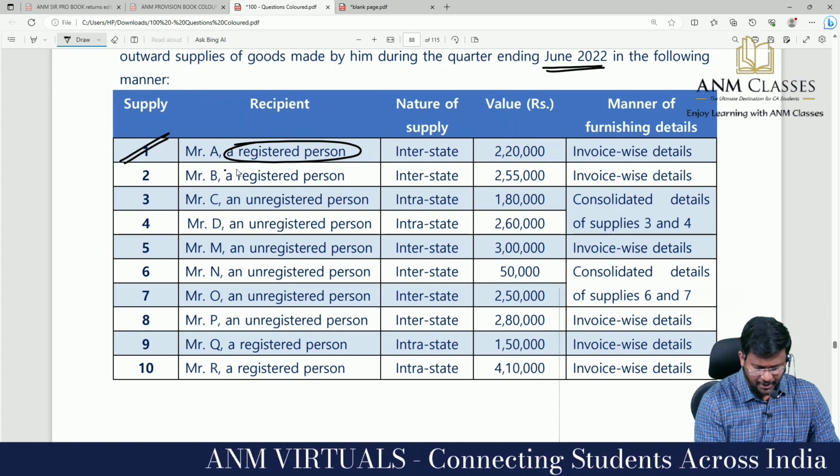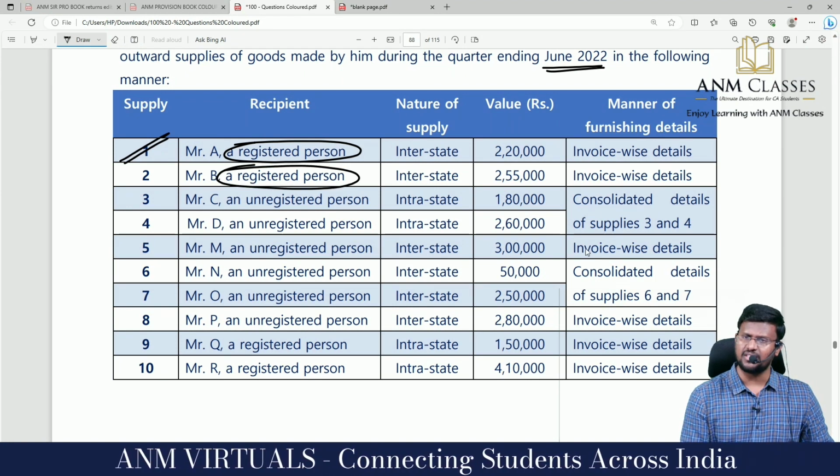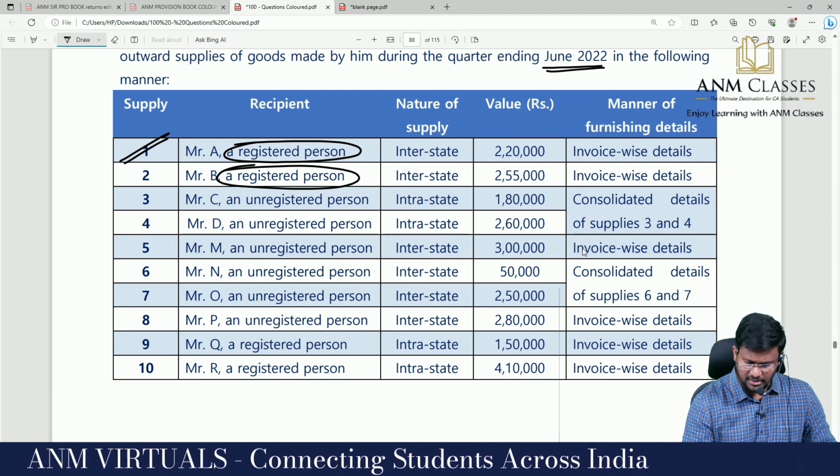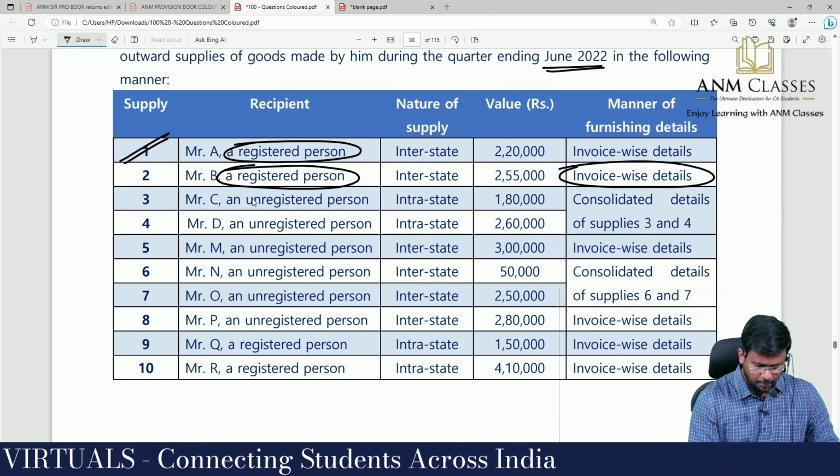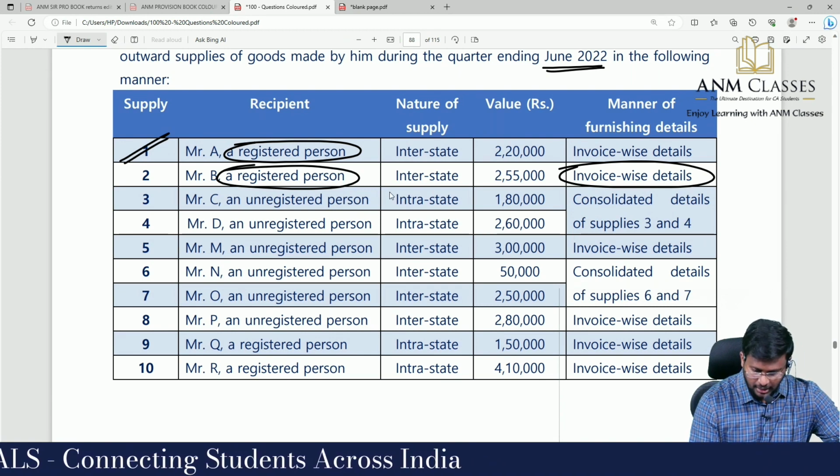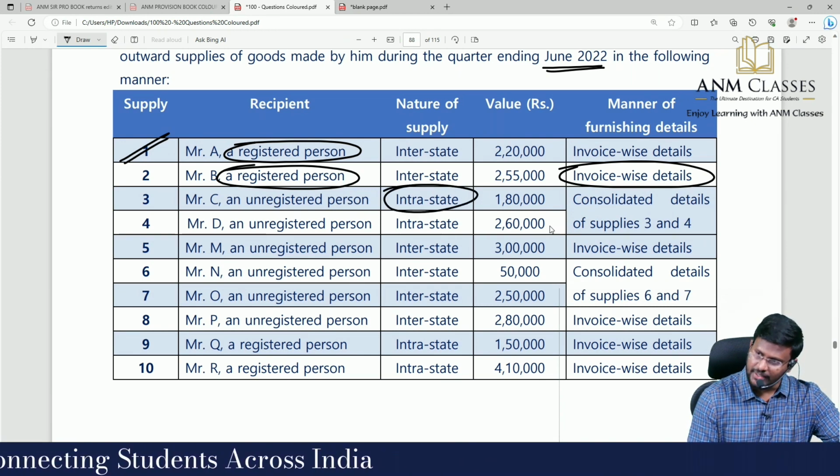Mr. B, what person? Registered person. What wise? Invoice wise details. Correct? Mr. C, what person? What state? That means within the state. Sir, Mr.